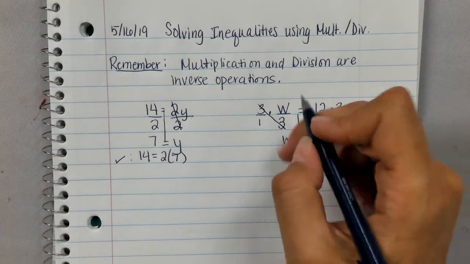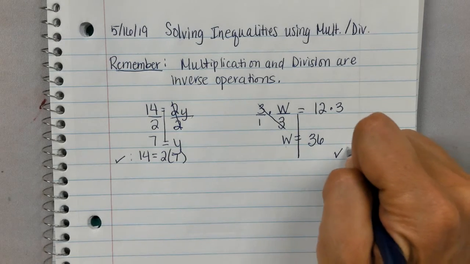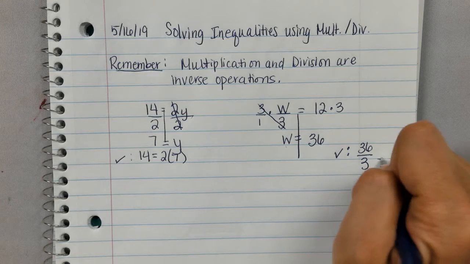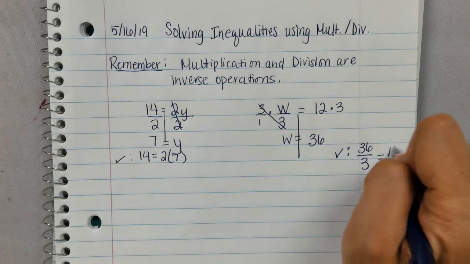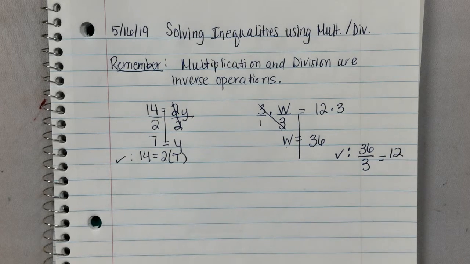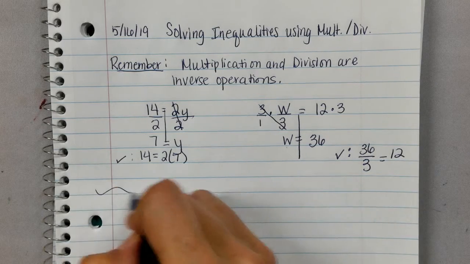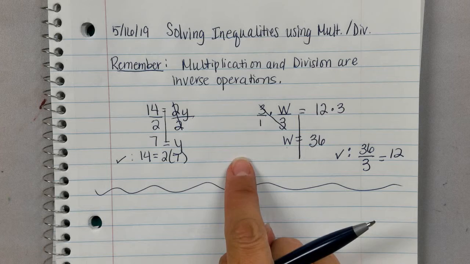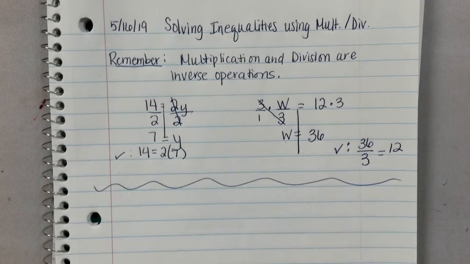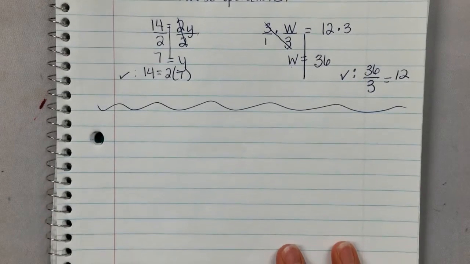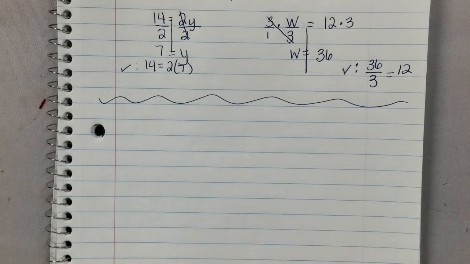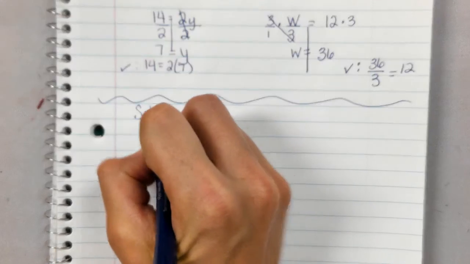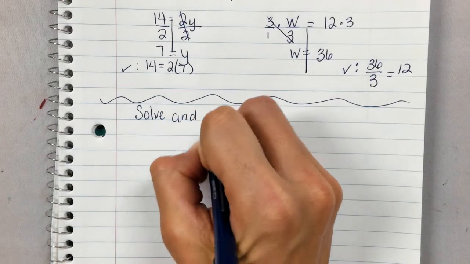Okay, last step, remember, always check your work. So if we've done it correctly, 36 divided by 3 should equal 12, which it does. So you are good to go. Remember the difference here, this is an actual equation where you have one answer. We're going to move down to inequalities where you don't have one answer anymore, you can have infinite solutions. So we're going to go ahead and take a look at solving and graphing the inequalities.